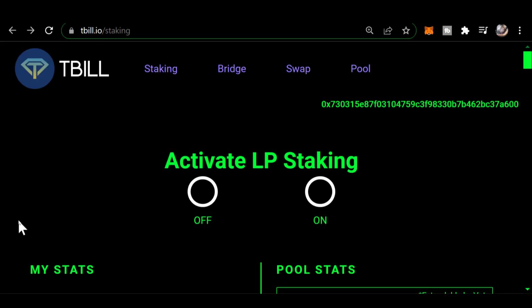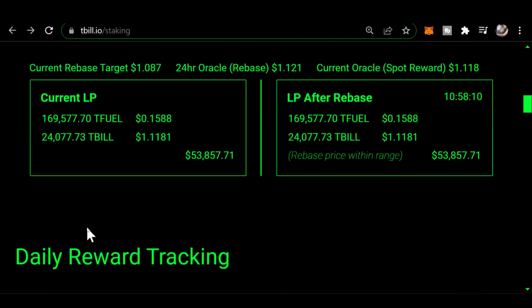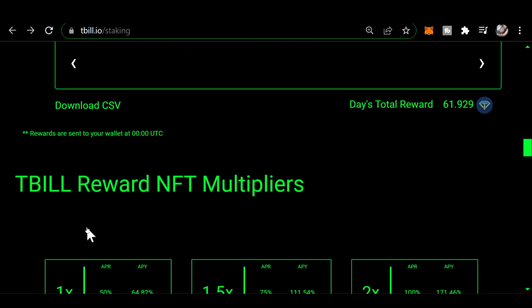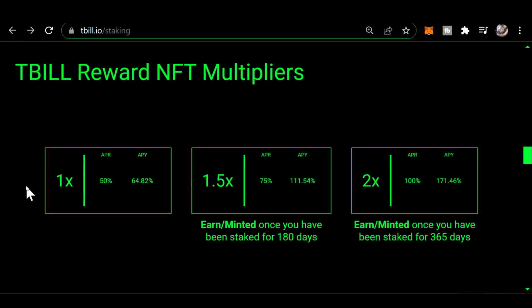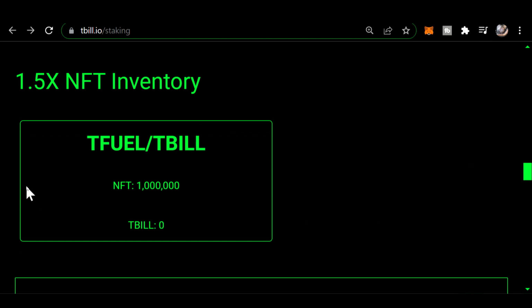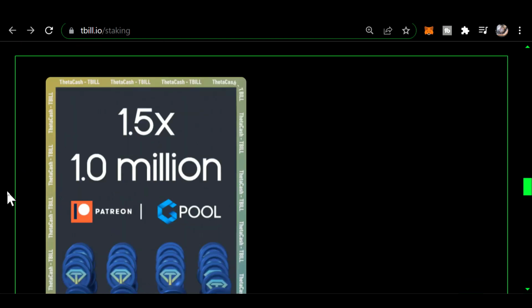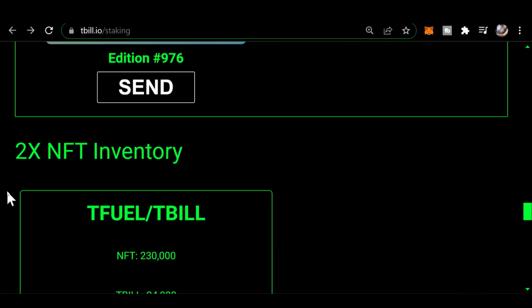I'm on the tbill.io website on the stakes tab, and I want to show y'all something to clear up a few things for people that they don't understand. If you scroll all the way down below your history, it shows you information about the NFTs that you have, and it divides them up by whether they're a 1.5 or a 2x multiplier.